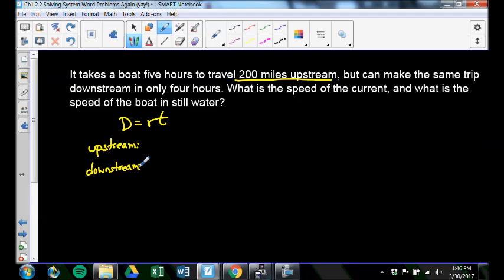And the distance doesn't change. In either scenario, the distance is 200. And the times are known. In the upstream scenario, the time was 5 hours, and the downstream scenario, the time was 4 hours. What changes is the rates.